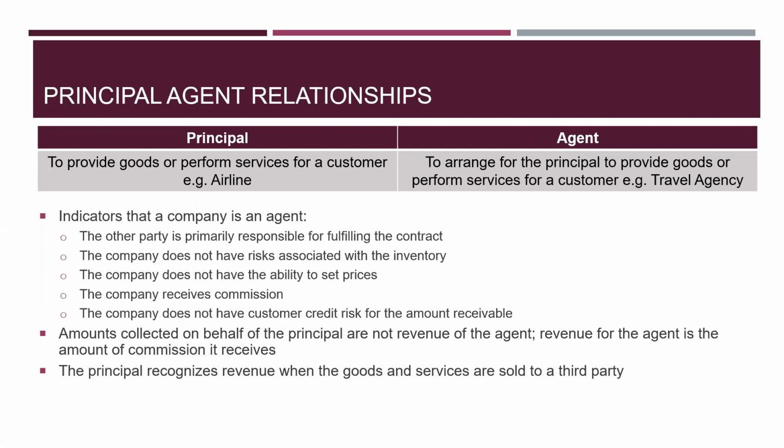The agent would always receive commission, and the company does not have customer credit risk for the amounts receivable. So should something go wrong, the agent is barely on the hook for anything. So that is your principal agent relationship. So in this case, we need to determine who is principal, who is agent. Then we will look at how to do accounting for that party.